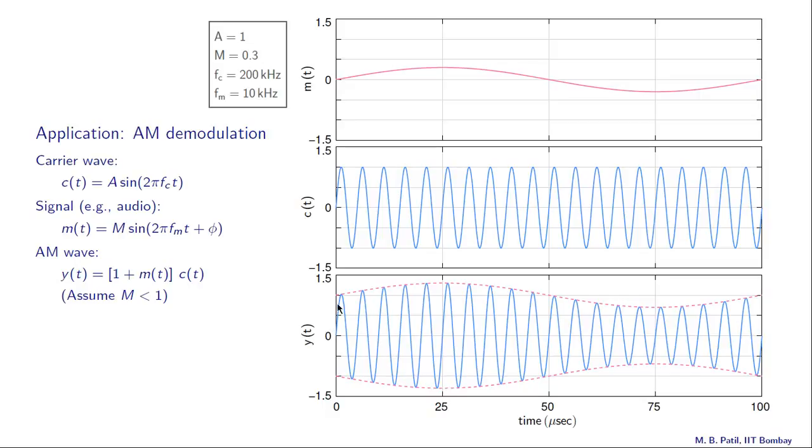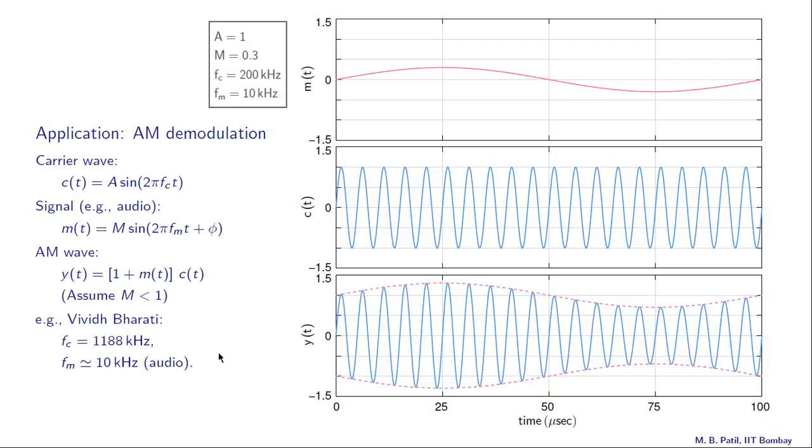Now this is called the envelope because if we see carefully, this signal waveform is enveloping the carrier in y of t, and the goal of AM demodulation is to detect this envelope, which is the same as our signal. Now these numbers are representative. In real life, if you are talking about audio signals, then the numbers can be somewhat different.